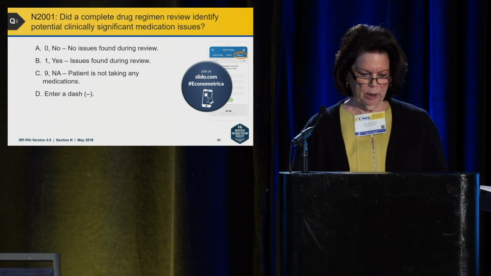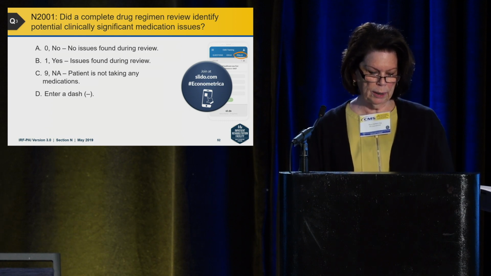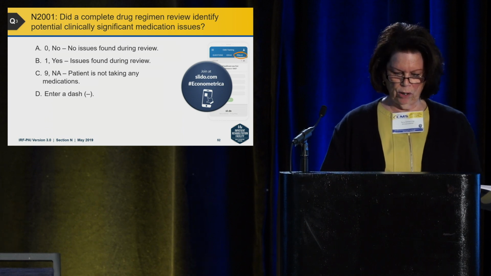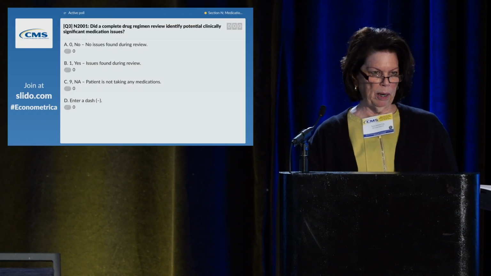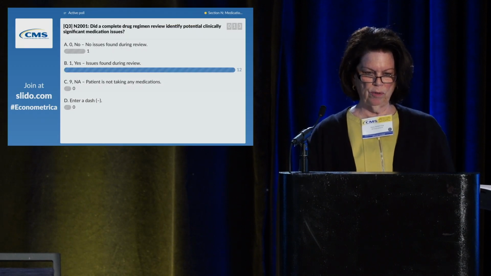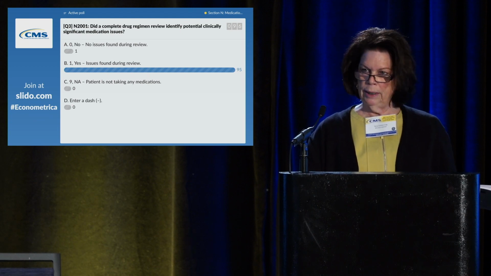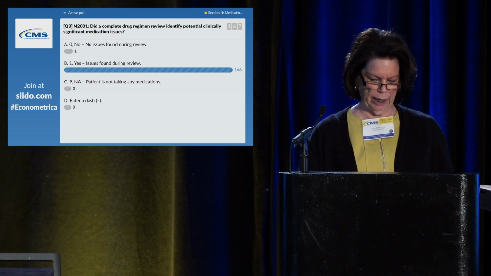So first you're going to respond to how you would code N2001. In this scenario, did a complete drug regimen review identify potential clinically significant medication issues? Your responses are A, 0, no issues found during review, B, 1, yes, issues found during review, C, 9, not applicable, patient is not taking any medications, or D, enter a dash.